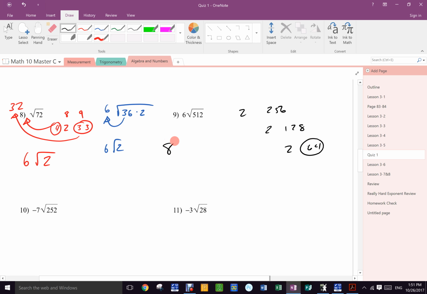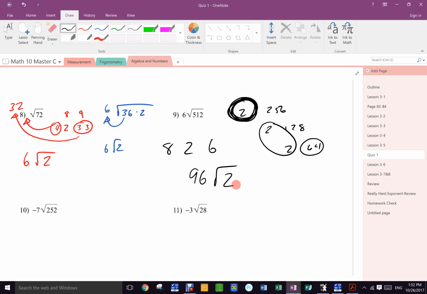So out comes an 8, yes? There's a group of 2, right? So out comes a 2, right? And you already had a 6 out there. 8 times 2 is 16. 16 times 6 is 96. 96 out there, and I left that lonely 2 under the radical sign. Attention to detail, right, Sam? You know what you're doing, but you gotta pay attention.